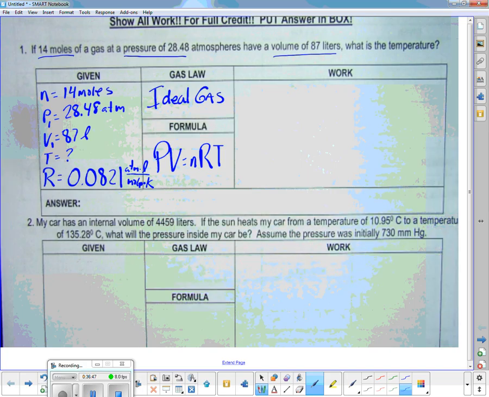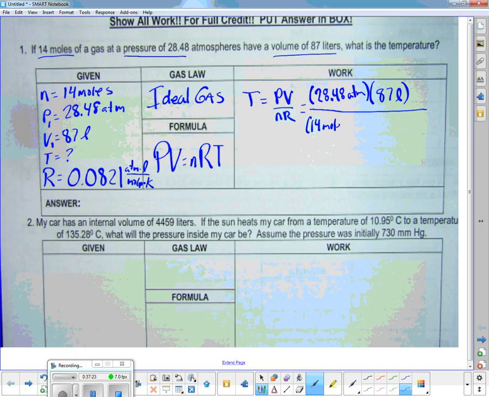Okay? Now my work over here, what am I solving for? Temperature. So I like to rearrange it first. Like I said, you don't have to. So I'm going to divide both sides by NR. So PV divided by NR, and I just plug in. Pressure, 28.48 atmospheres times volume, 87 liters, divided by n, 14 moles, times R, 0.0821 atmospheres times liters divided by mole times Kelvin. Looking at that, atmospheres cancel, liters cancel, moles cancel, and I've got 1 over 1 Kelvin. What's your one question?